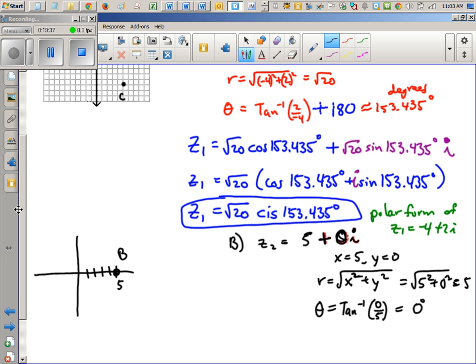Okay, now I'd like to construct z2 into polar form. So z2 should be, watch close, 5 times cosine 0 plus i, or let's just leave the 5 outside. 5 times parentheses cosine 0 degrees plus i sine 0 degrees, or the famous abbreviation cis. 5 cis 0.